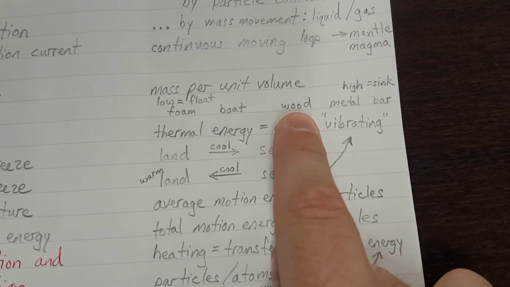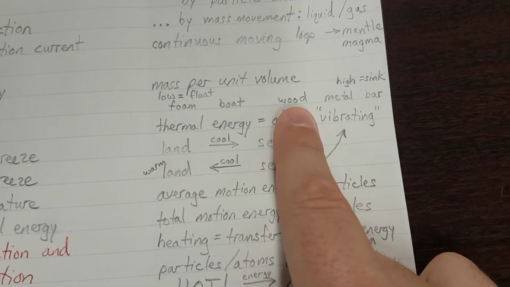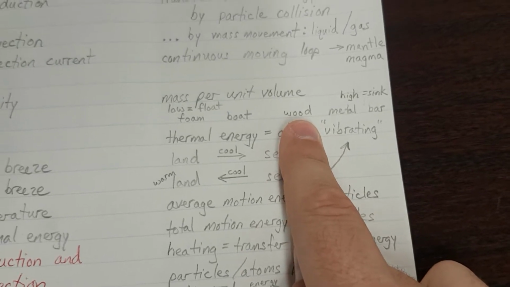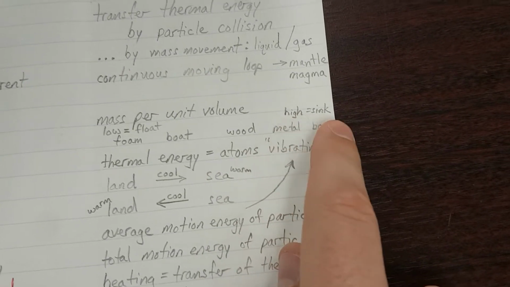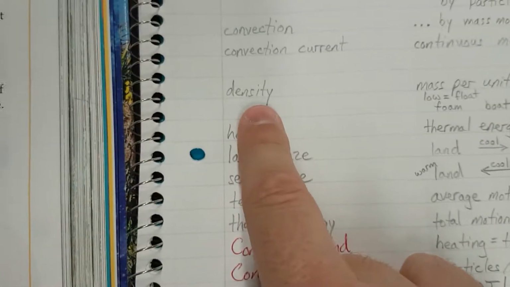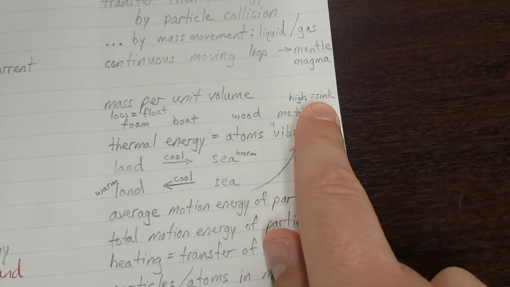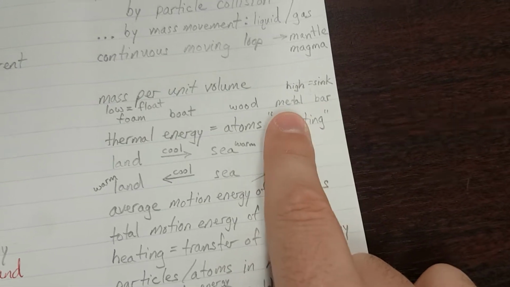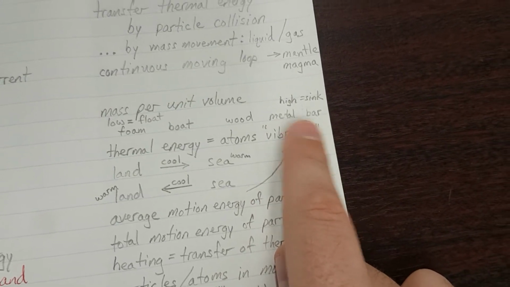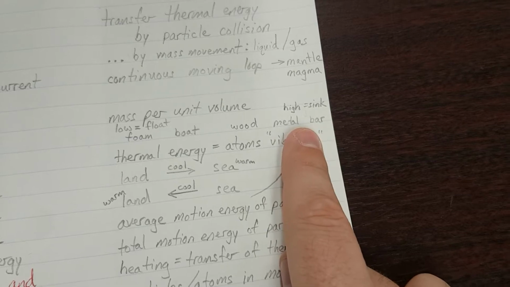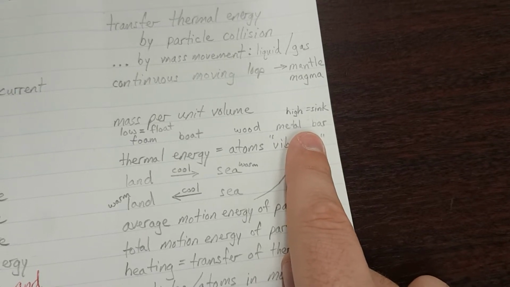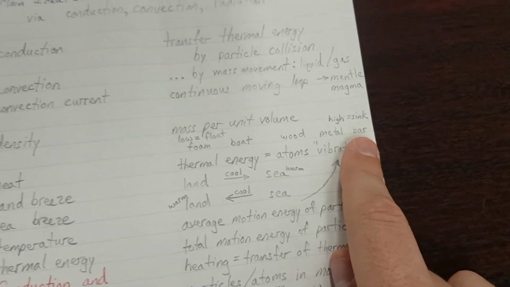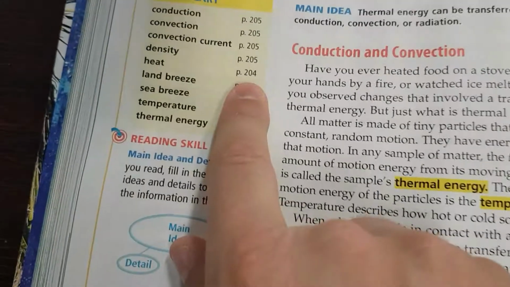I put wood in the middle. Sometimes wood can float on water. Other times wood sinks in water. Over here for high equals sink, high density materials tend to sink to the bottom. That would be like a metal bar, right? If you had a big old chunk of metal or a bar of metal, it would sink to the bottom. You could even put rocks over here. Rocks sink.